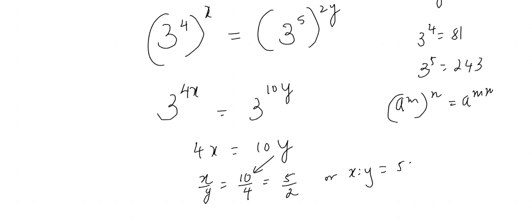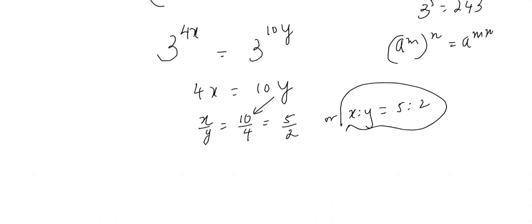In ratio language, if they mention ratio, you have to mention it as 5 is to 2. So you'll be very careful when you're solving problems of these types. The absolute value is not important for us. We're just interested in the ratio, that is how x and y are related. Okay.